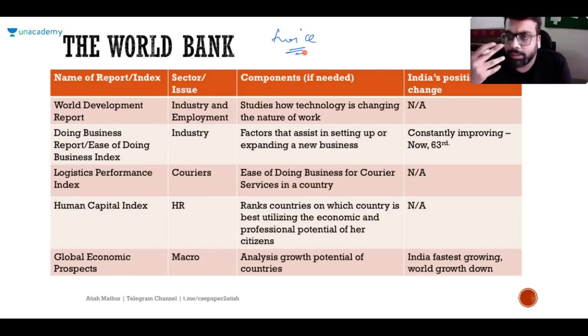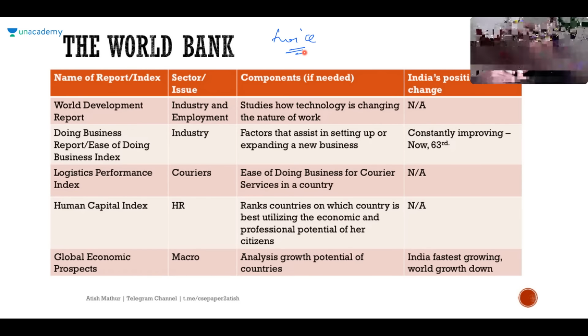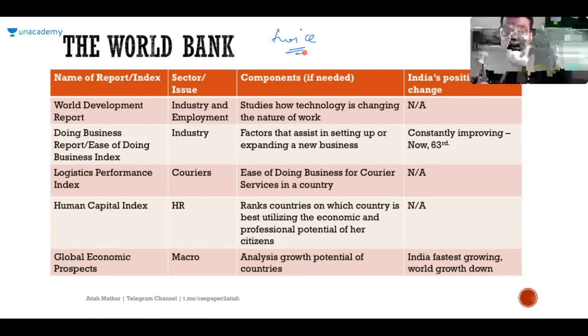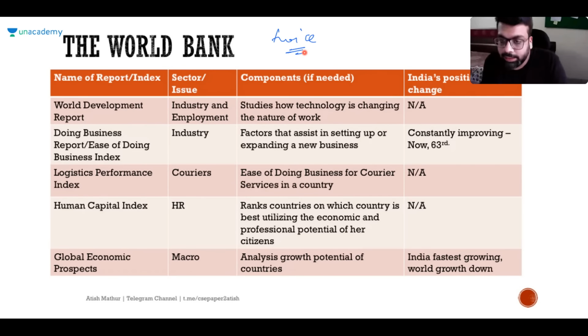Because firstly, India's performance has drastically improved on this, and we have celebrated this across national and state media, which is largely why this report becomes important. Having said that, there has been an improvement in this report last year also, but we've had a question on this last year. We've had a question on this 2-3 years ago. I do not think that this year there will be a question on the Doing Business Report or the Ease of Doing Business Index. So how it basically works is there's something called the Doing Business Report.